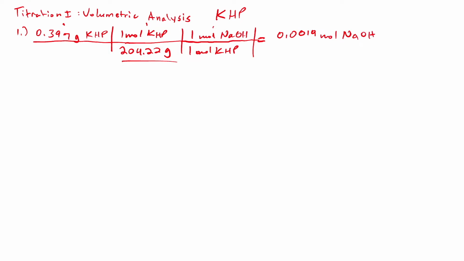So all you do is you multiply this number by this number by this number, and then divide it all by 204.22. So 0.397 times 1, divided by 204, and I get 0.0019 moles of sodium hydroxide. And we know that is true because I can cancel out grams of KHP with grams of KHP, moles of KHP with moles of KHP, and what am I left with? Moles of NaOH.